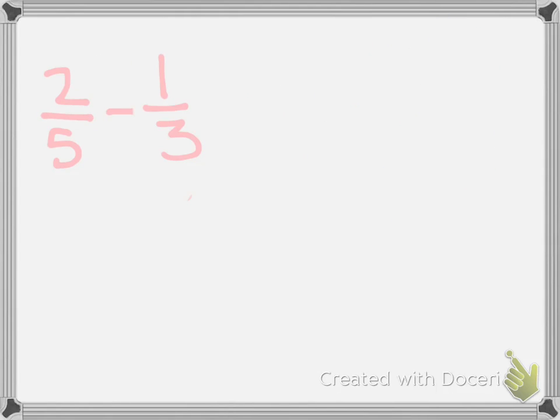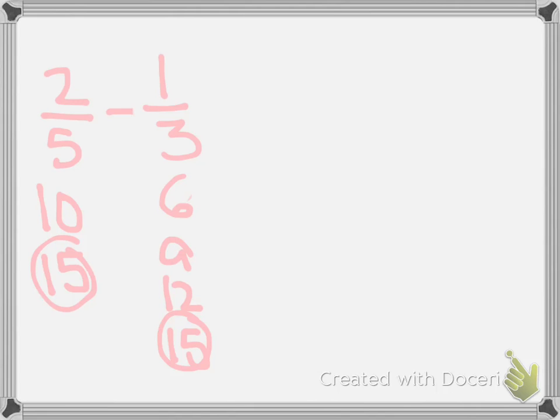Now we're going to learn how to subtract fractions with unlike denominators. The equation we have is 2/5 minus 1/3. Again, they have to have the same denominator, so we'll find the common multiples. 5 times 1 is 5, 5 times 2 is 10, and 5 times 3 is 15. 3 times 1 is 3, 3 times 2 is 6, 3 times 3 is 9, 3 times 4 is 12, and 3 times 5 is 15. 15 is in both, so we'll use 15.